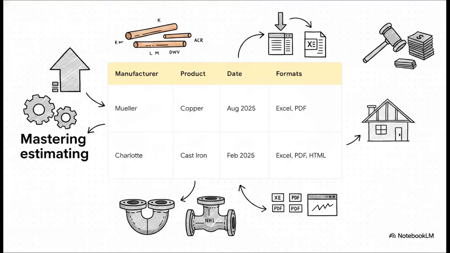In practice, this is incredibly powerful. Just one click on the Mueller link, and boom, you're on their site, downloading their August 2025 copper list to cross-check K, L, M, DWV, and ACR pipes. Or you jump over to Charlotte Pipe to verify exact part numbers on their NH124 cast iron list. It's real-time verification right at your fingertips, and you can view it in Excel, PDF, or HTML formats.